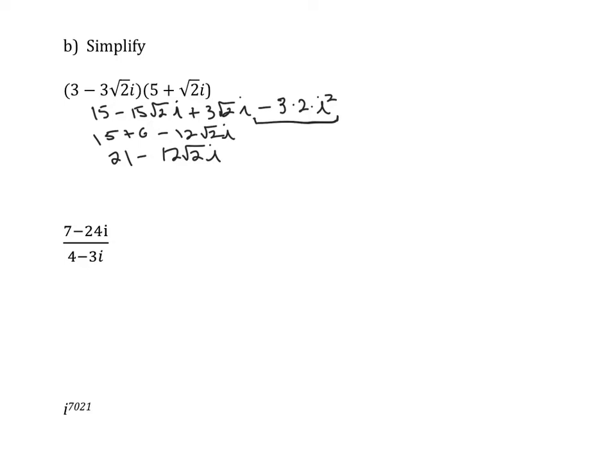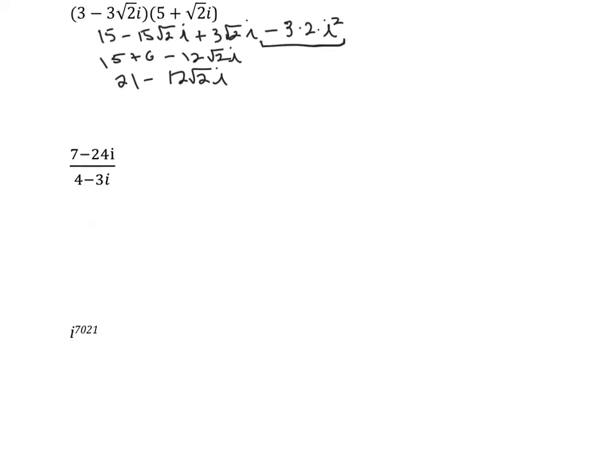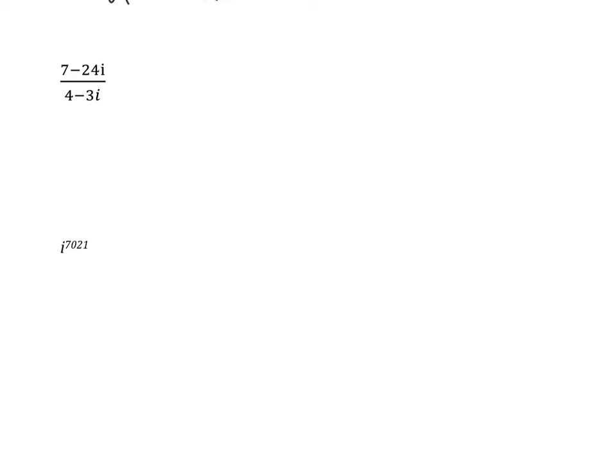Okay, next one, we're going to do a little bit of division, which means that we're going to be multiplying by a conjugate. So in order to evaluate this, we're going to multiply by 4 plus 3i over 4 plus 3i. And again, the conjugate will give us the factoring pattern on the bottom of a minus b times a plus b, which means that we'll end up with a squared minus b squared, and we won't have an i term in the denominator, which is what we want.